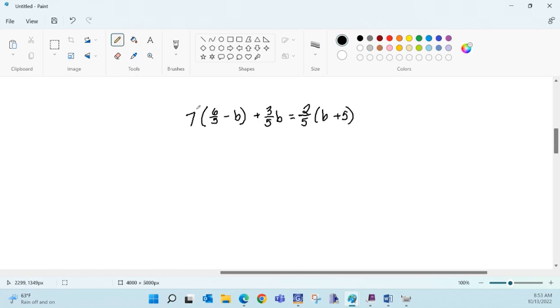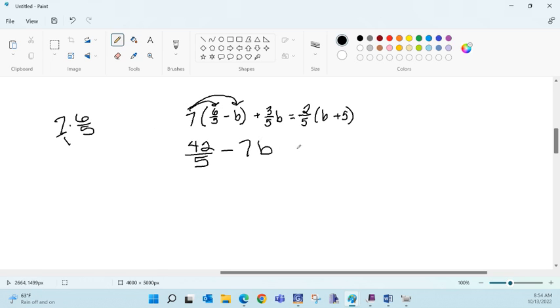All right, here we go. So these are fifths. What we need to do here is multiply by 7. 7 times 6/5 would be 7/1 times 6/5, so 42/5. Don't forget how to multiply fractions. 7 times negative b would be negative 7b.